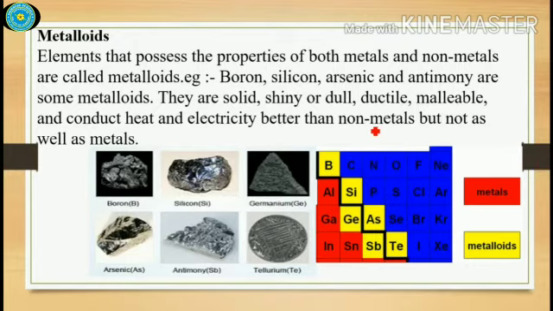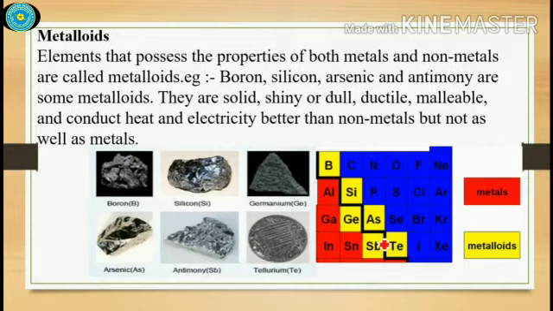What does it mean by metalloids? Elements that possess the properties of both metals and non-metals are called metalloids. Example: boron, silicon, arsenic, antimony are some metalloids.